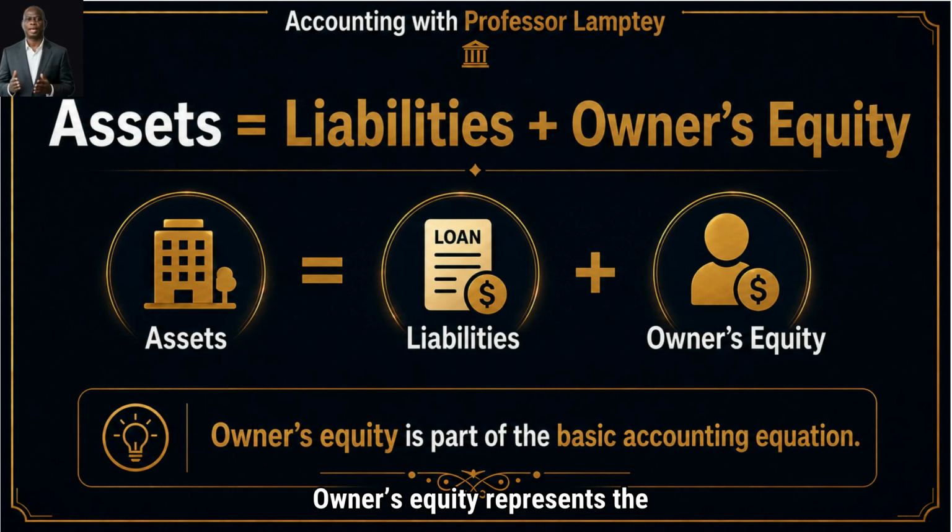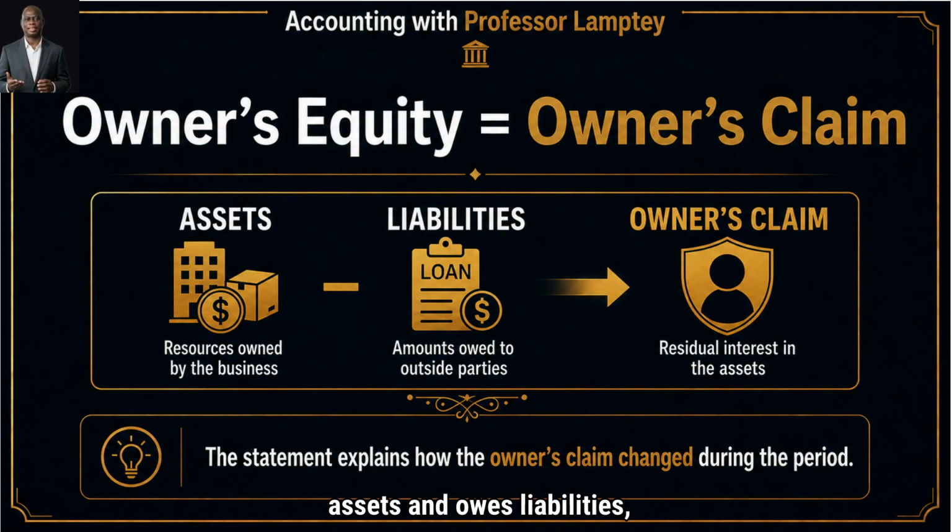Let's begin. Owner's equity represents the owner's claim in the business. In simple terms, it is what belongs to the owner after liabilities are subtracted from assets. You may remember the accounting equation. Assets equal liabilities plus owner's equity. That means owner's equity is part of the basic structure of accounting. If the business owns assets and owes liabilities, the difference belongs to the owner. So when we prepare the statement of owner's equity, we are explaining how that owner's claim changed during the period.